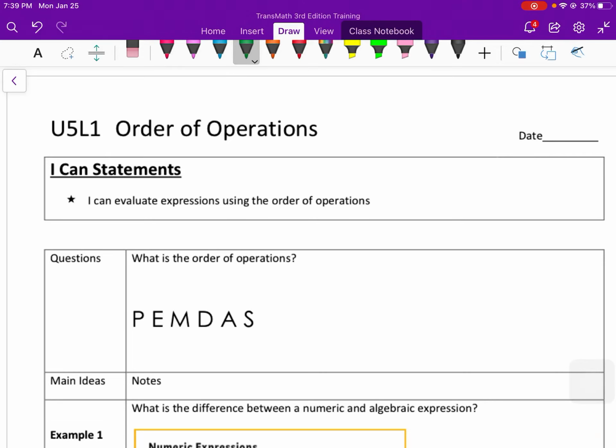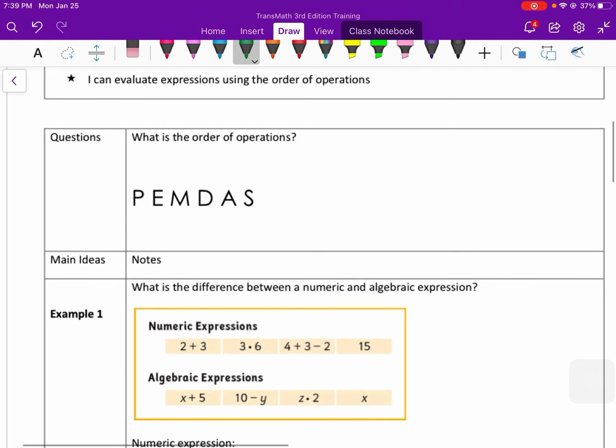All right, let's talk about order of operations. The order of operations is the order in which we evaluate an expression. We can use the acronym or saying PEMDAS to help us remember. The P in PEMDAS stands for parentheses.